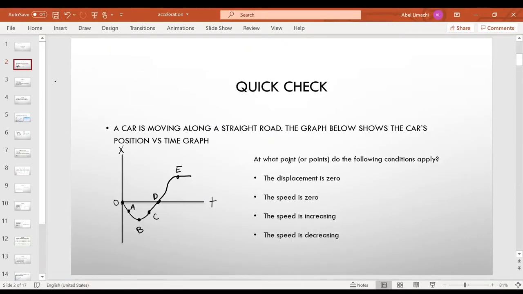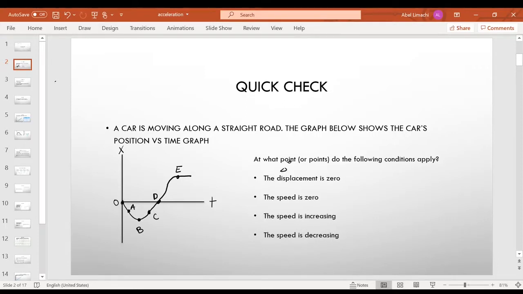So a car is moving along a straight road. The graph below shows the car's position versus time graph. At what point or points do the following conditions apply? The displacement is 0, the speed is 0, the speed is increasing, the speed is decreasing.